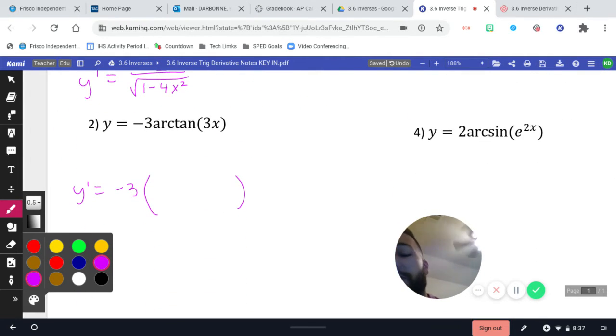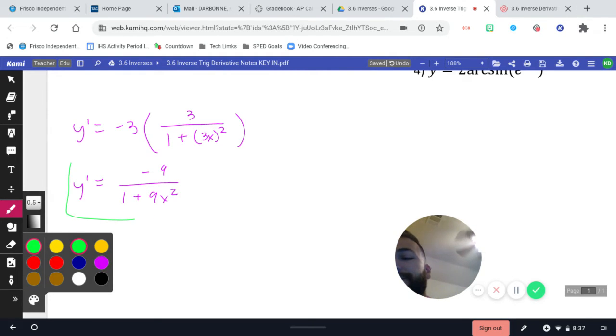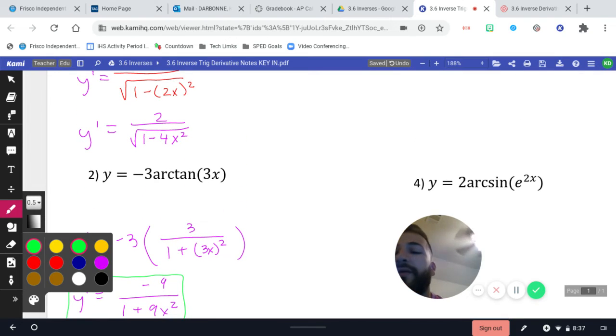So u prime, the derivative of 3x, is just 3, over 1 plus u squared, so 3x squared. And then I can just simplify from there. So y prime is equal to -3 times 3, which is -9, over 1 plus 9x squared. Nice and easy. Okay, so these are hard to remember, but they don't really trick you up too much. They're pretty straightforward. You're just plugging them into the formula.